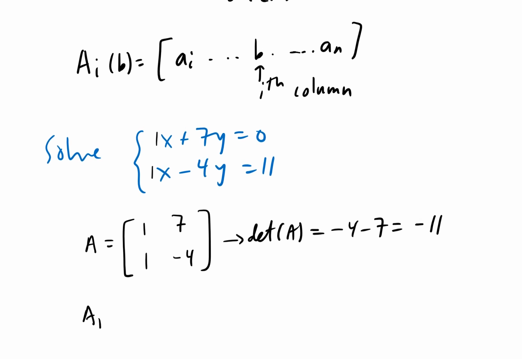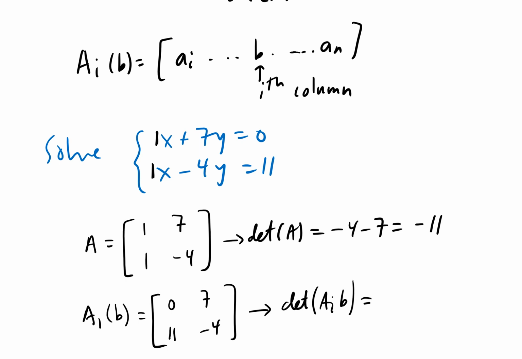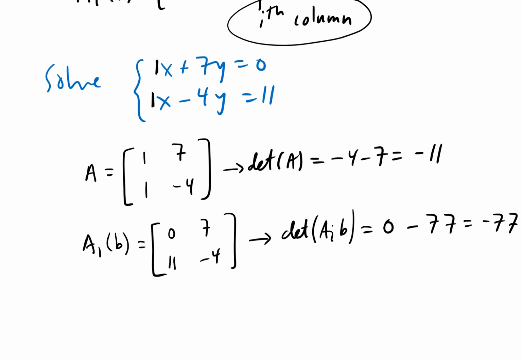Now A1 of B, watch what we do. A1 of B means in the first column, we do not use 1, 1 anymore. We cover them and use 0, 11 instead, but the second column stays the same. Then its determinant is 0 minus 77, so it's negative 77. Do you see what I did? That's what I meant by the ith column. So when I say A1, it means the first column.